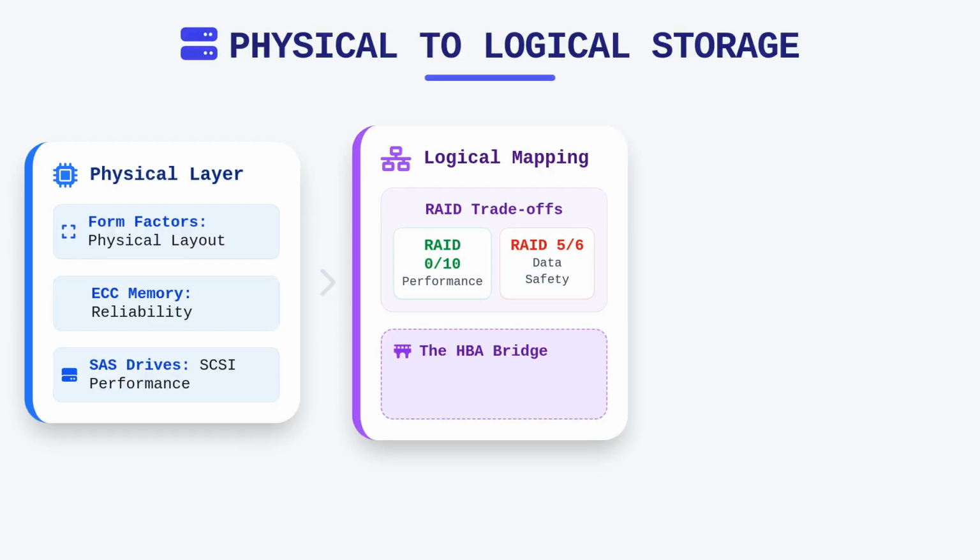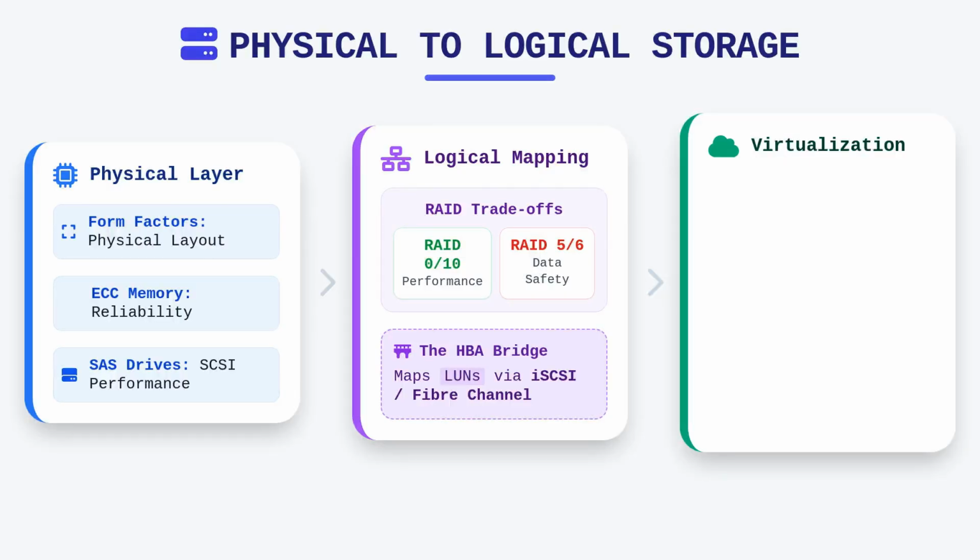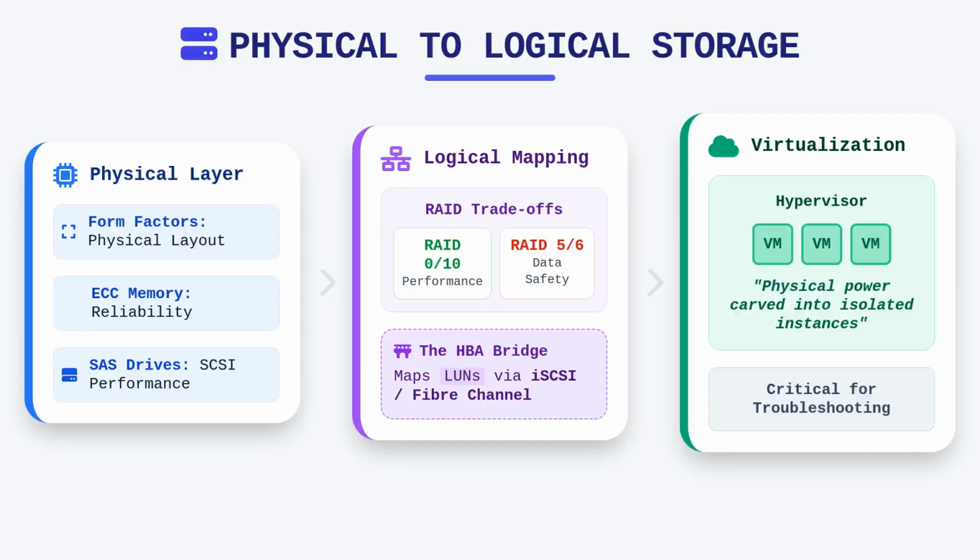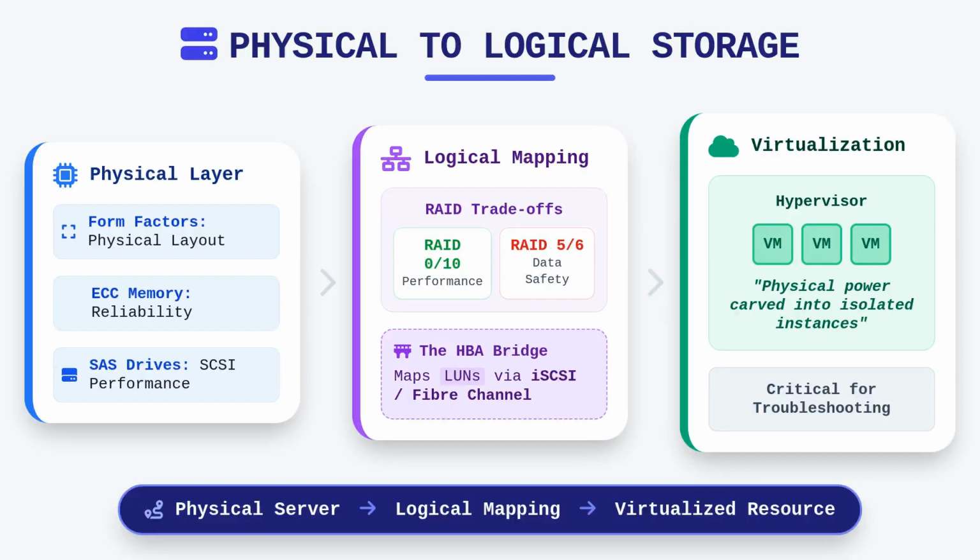Transitioning from physical to logical storage, you should keep the function of the host bus adapter, or HBA, clear in your mind, especially how it acts as the interface between the server and a storage area network using technologies like iSCSI or Fibre Channel to map a logical unit number, or LUN, to the operating system. These technologies underpin the entire storage strategy, and understanding exactly where the abstraction happens is critical for both configuration and troubleshooting. Virtualization and cloud delivery models further abstract these resources, requiring you to understand how hypervisors effectively carve physical host power into isolated virtual instances.